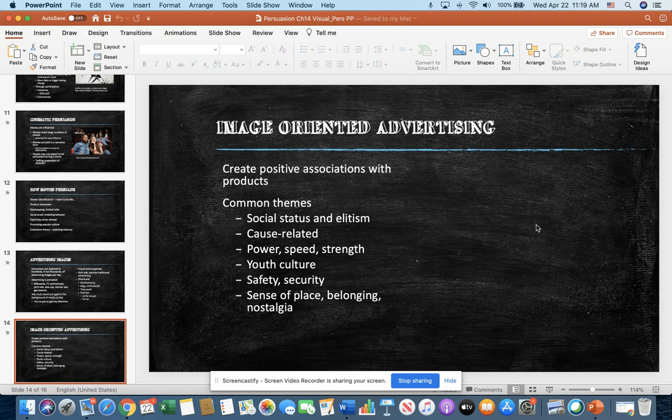Safety and security. Certainly, there are a lot of home security systems now, the Ring doorbell, but all these products are saying when you buy the doorbell, you're buying security, that you're going to be safer at home. You're not really buying a doorbell, you're buying security.